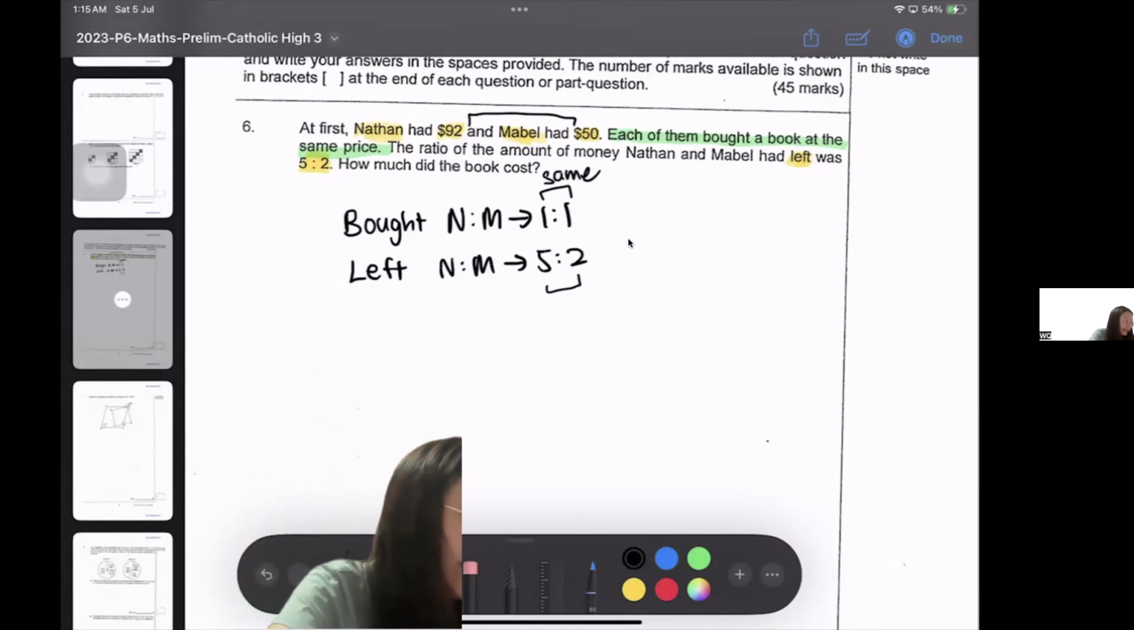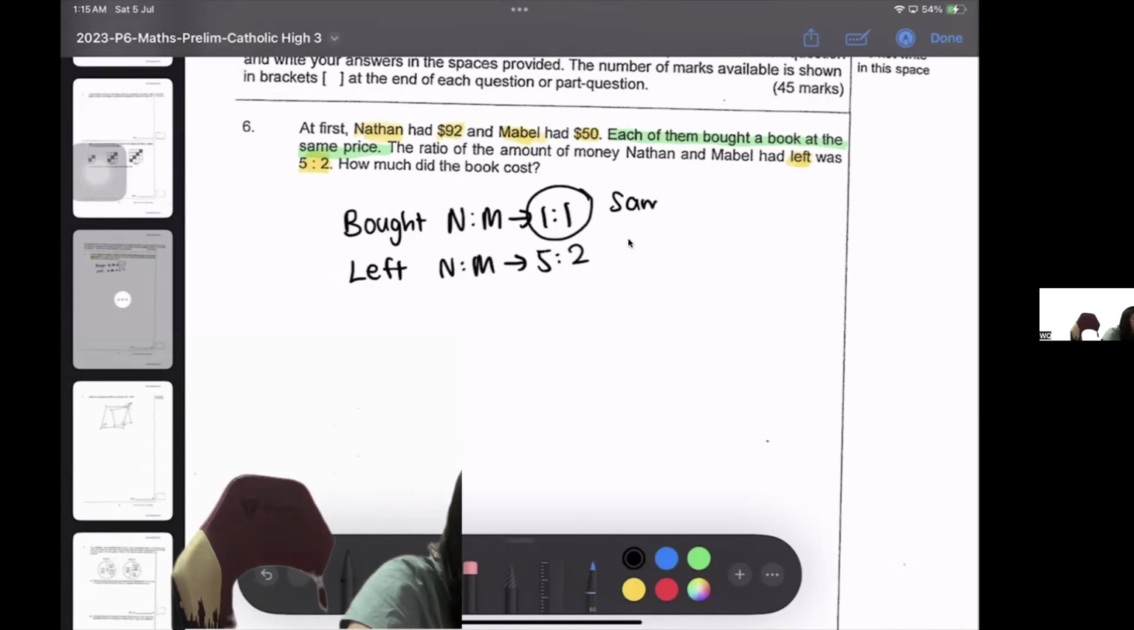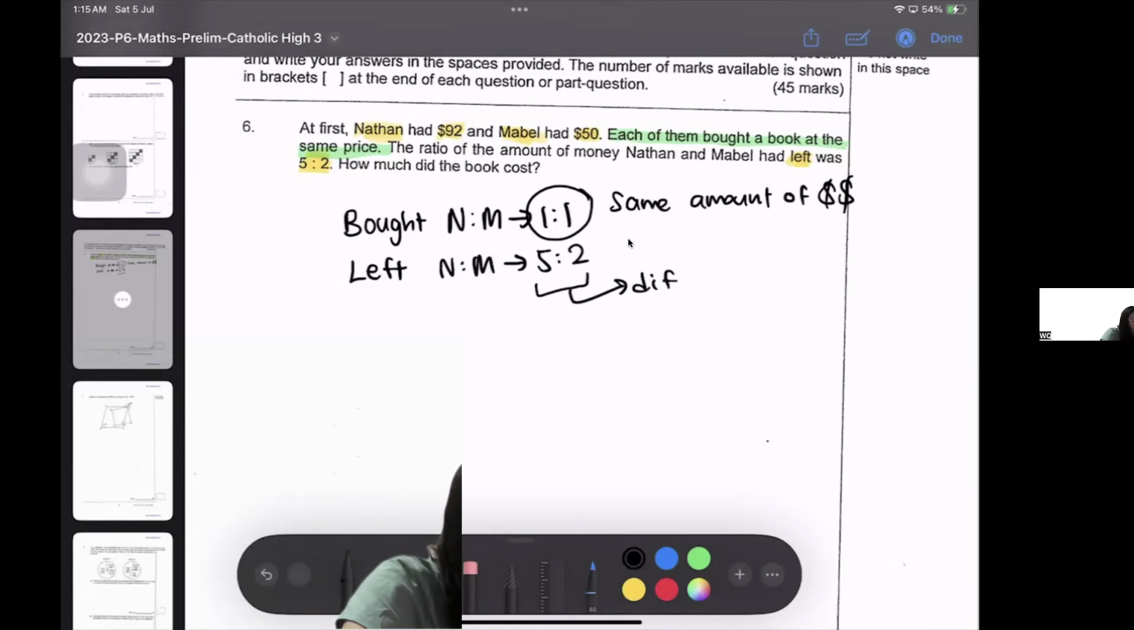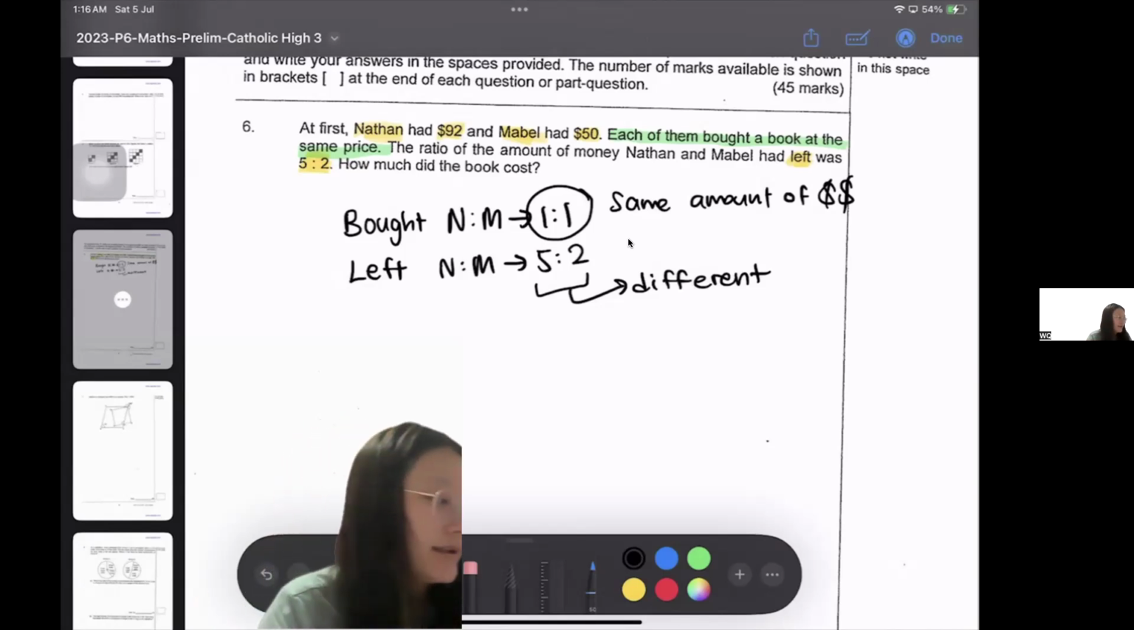So actually this is a very observational question, which is that because 1:1 is the same amount of money, right? But then 5:2 is different. So how did this difference come about? How did this difference come about? Okay, this difference in ratio. How did it go from 1:1 to 5:2? It's because at the start there is a difference in the first place.